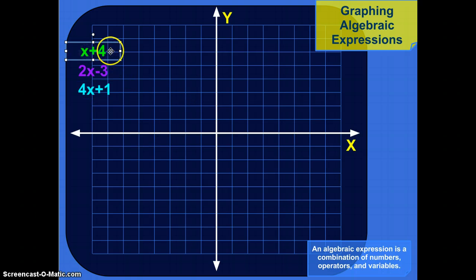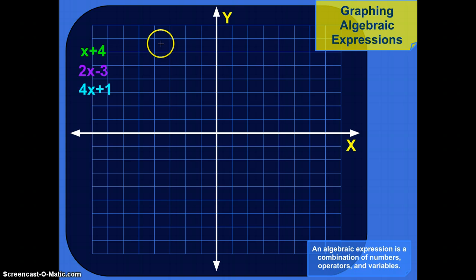So here, this first expression has a number, 4, an operator, plus, and a variable, x. Same thing with this expression. We've got numbers, 4 and 1, a variable, x, and an operator, it's being added here. So we can graph these to show the value of the expressions for different values of x. Let me show you how to do this.